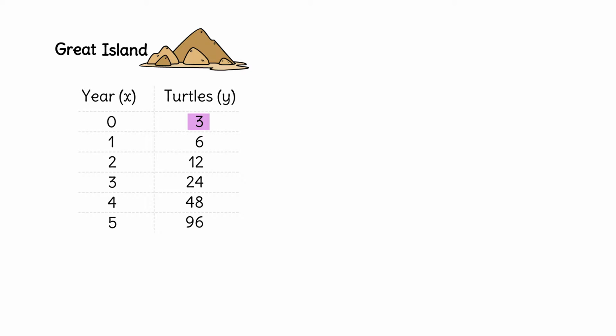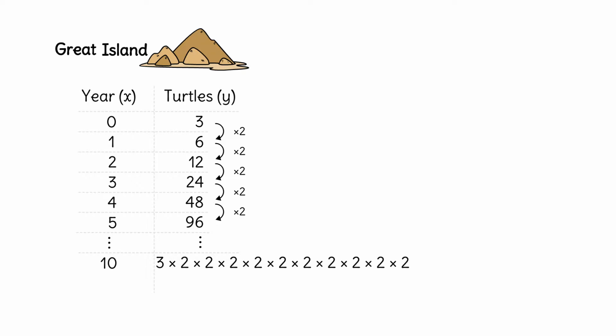We start with 3 turtles and then double the turtles each year. So how many turtles would we have after 10 years? After 10 years, we have doubled 10 times. We have an initial value of 3, which is multiplied by 2 10 times. We can write that using an exponent. 3 times 2 to the 10th. 3,072 turtles. That's a lot.